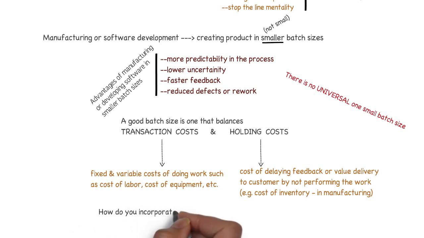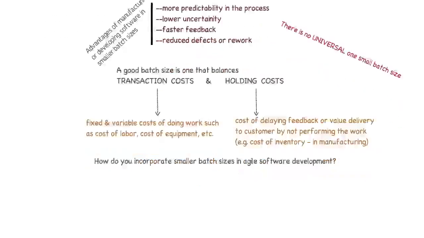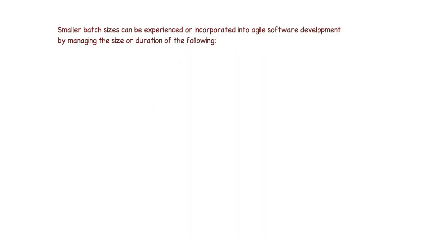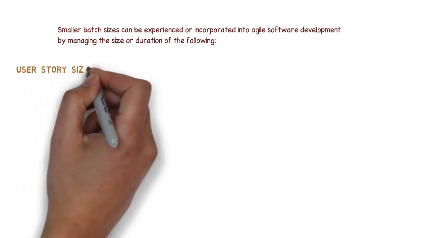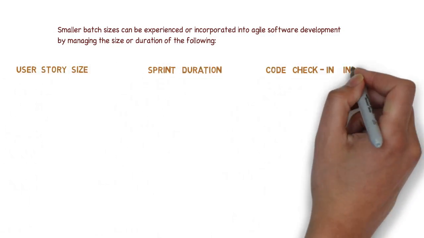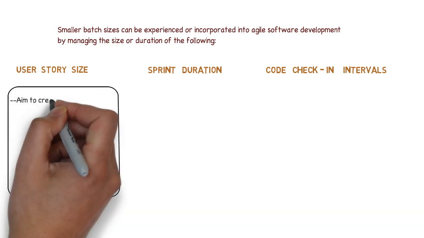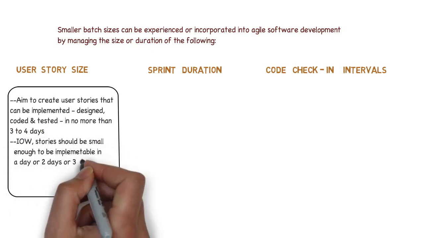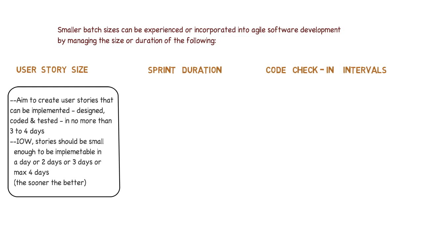So how do you incorporate smaller batch sizes in Agile software development? Smaller batch sizes can be experienced or incorporated in Agile software development by managing the size or duration of the following: user story size, iteration or sprint duration, and code check-in intervals. Aim to create user stories that can be implemented, that is designed, coded, and tested in no more than 3 or 4 days or so. The sooner the better. In other words, user stories in your product backlog should be small enough that they can be implemented in a day, 2 days, 3 days, or max 4 days. Again, the sooner the better.